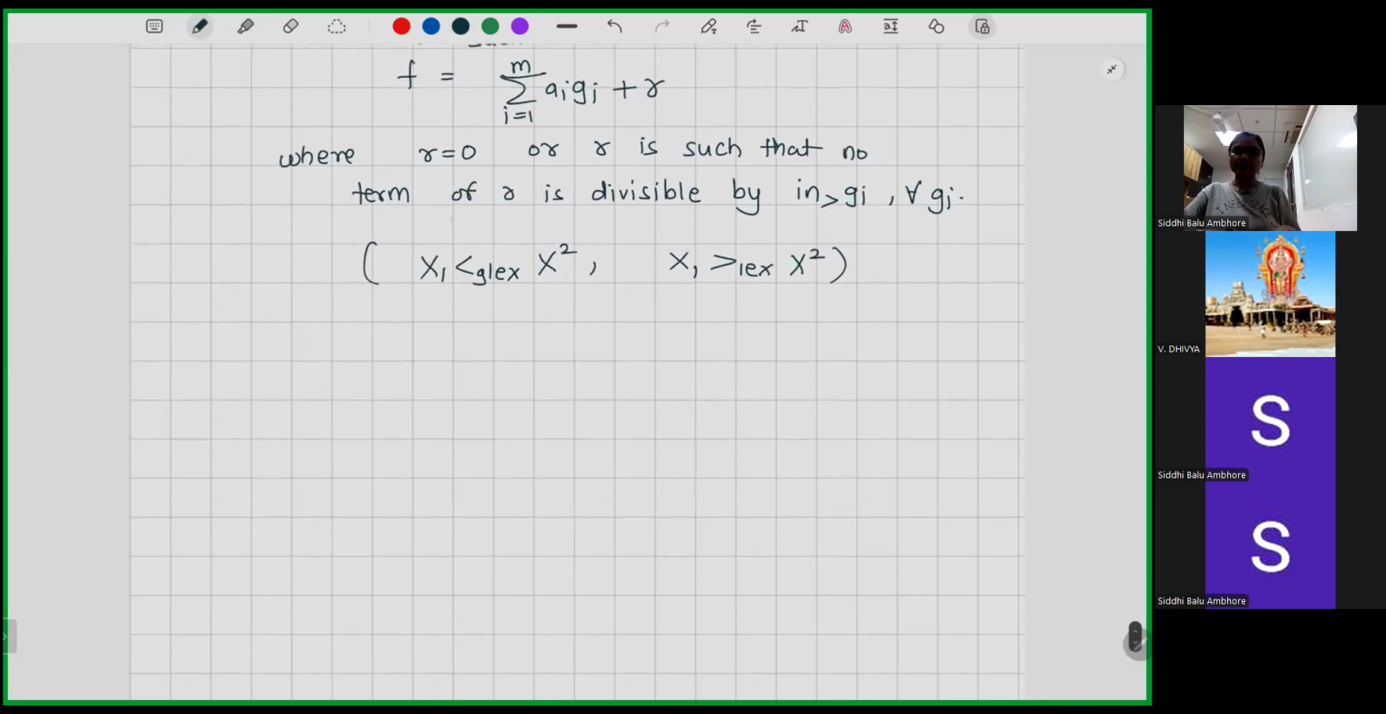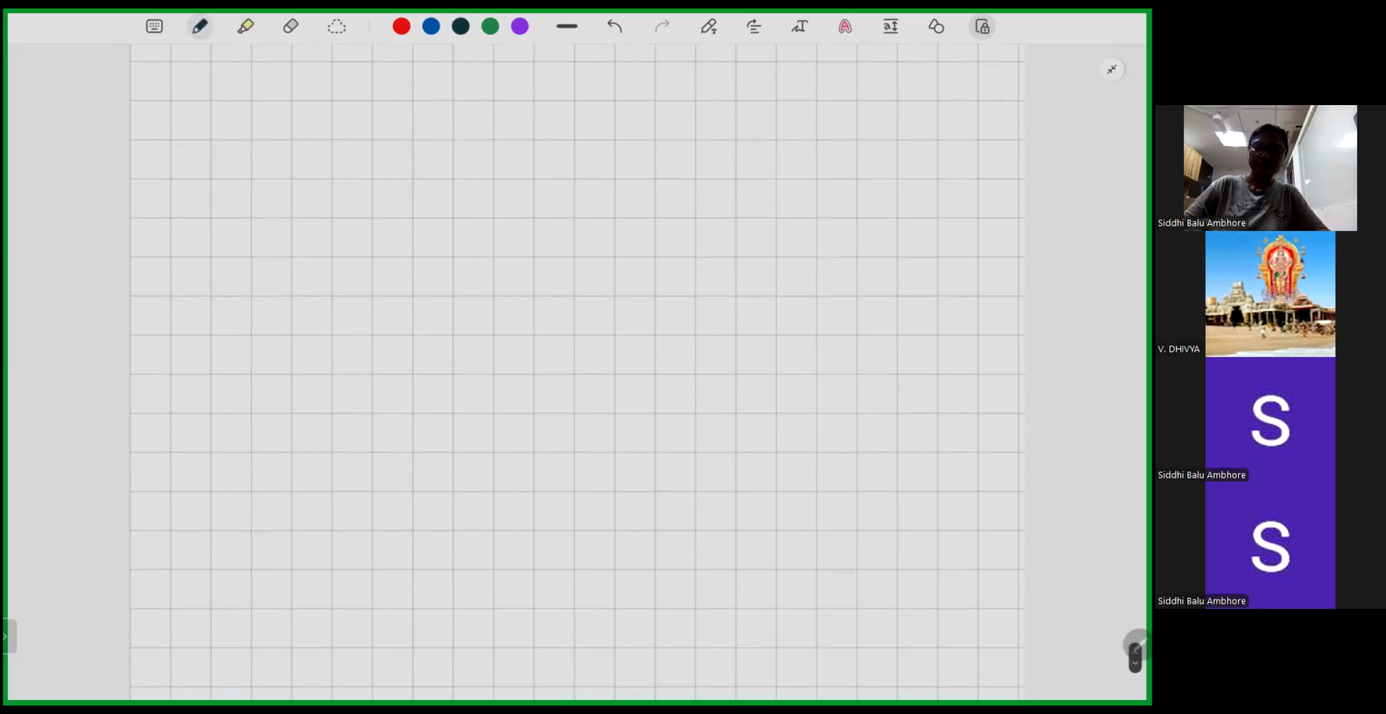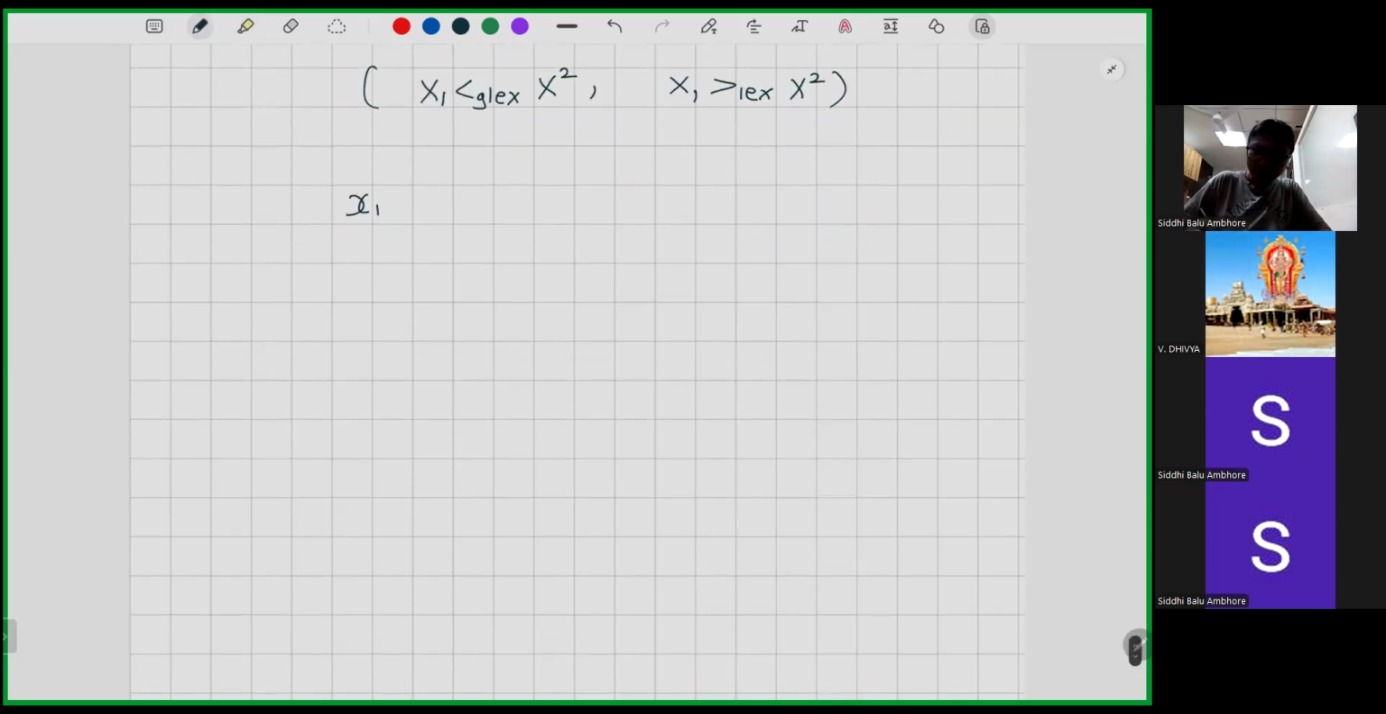Okay, and why this "any term" here? Why this any term? No term of r is divisible by any gi. We will see why that "no term" is important and not just the initial term of ri.